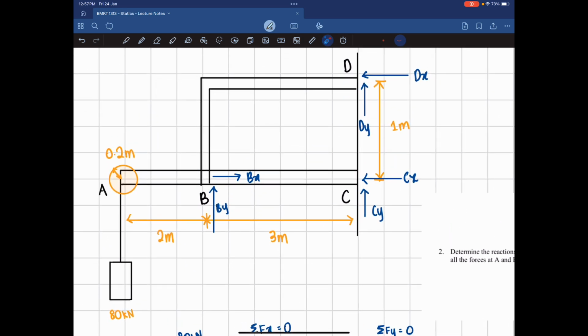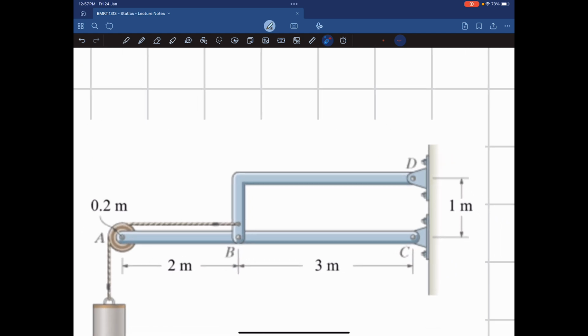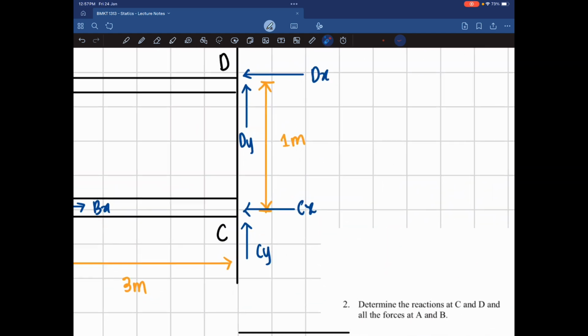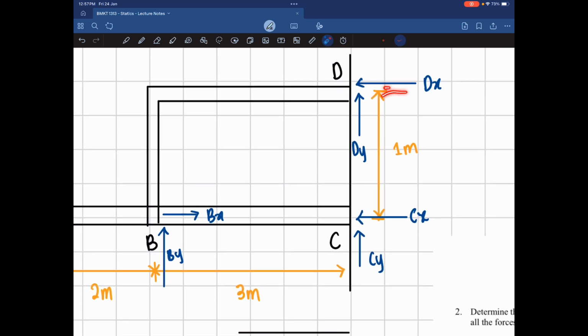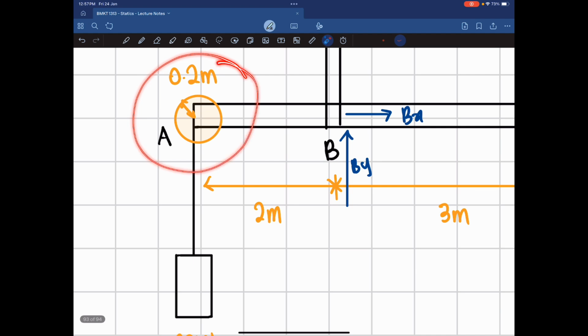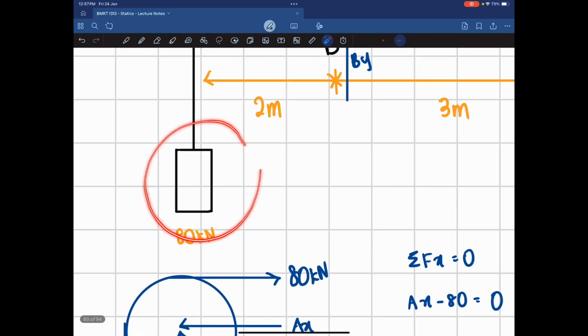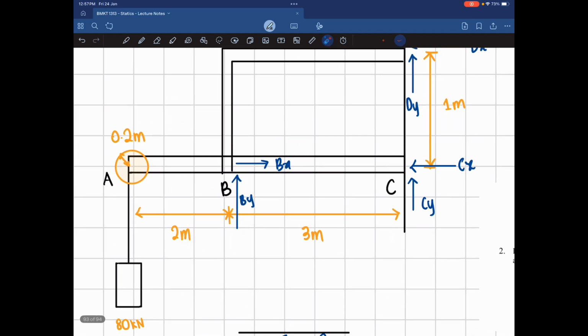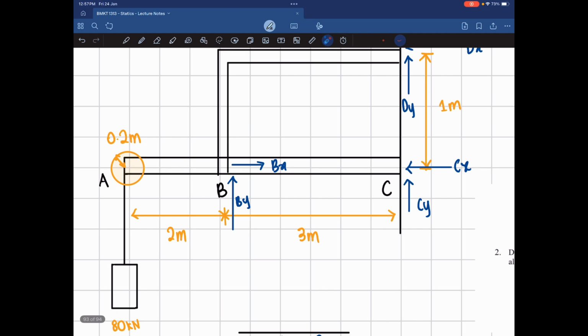As you can see here in the diagram, these are pin joints. Therefore, we've resolved it into two forces, two unknowns. Same goes to point C as well. We've included the distance in it, and we've also resolved the pin joint at point B and also at point A. And we've also stated the weight, which is the force, which is 80 kilonewton.